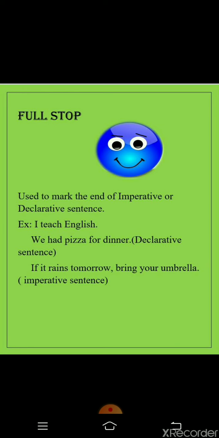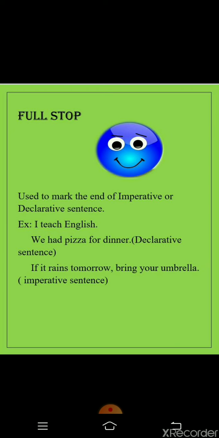Before I read the examples, let me tell you what a declarative sentence is. A declarative sentence is a sentence which gives you a piece of information. If it is telling something about me, or giving information about something or someone, it is called a declarative sentence. Imperative sentences are commands or requests. If I give a command, then it is an imperative sentence. If I request you, it is an imperative sentence.